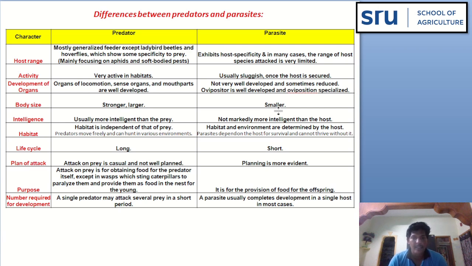Purpose of attack. In the case of predators, they predate to obtain food for themselves. But in the case of parasites, they attack their host to provide food for their offspring. Number required for their development. A single predator requires several prey in a short period of time for its development, but a parasite usually completes its life cycle or development in a single host in most cases.